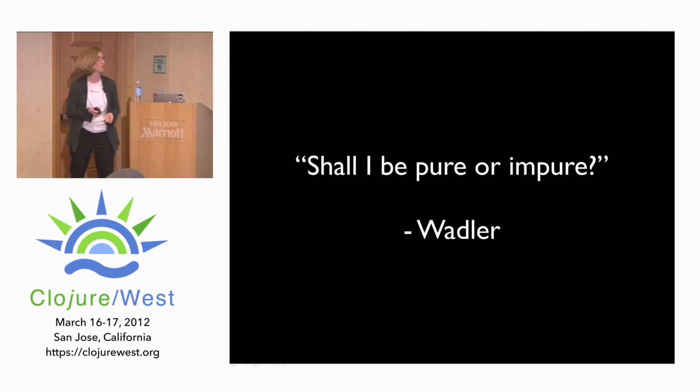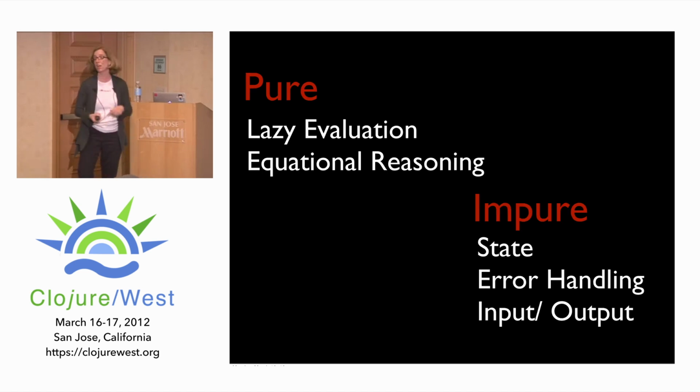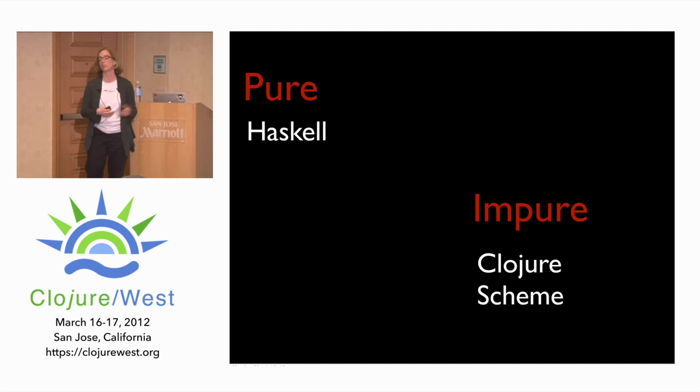The first line in Monads for Functional Programming begins with, shall I be pure or impure? I mean, this is poetry. And not only is it poetry, it explains beautifully the two communities in functional programming. There is the pure functional programming side, and then there's the impure functional programming side. On the pure side, of course, you have all the benefits of equational reasoning, which allow us to have lazy evaluation. But then again, on the impure side, you get very practical things that are very handy, such as state, error handling, and input-output, and basically side effects. And pure languages, of course, are Haskell, and impure ones are our favorites, Clojure and Scheme.